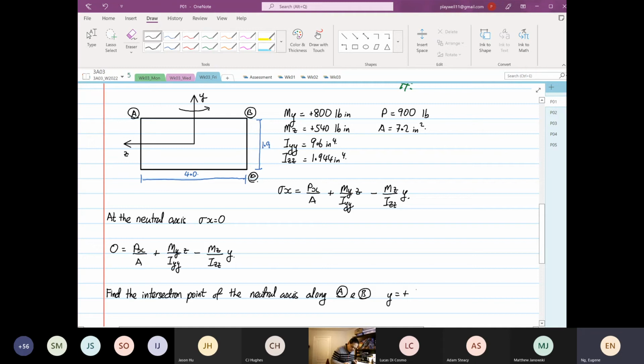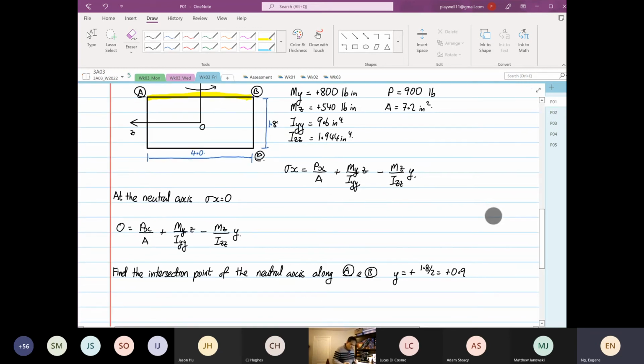is equal to positive 1.8 divided by 2, which is equal to positive 0.9. Why? Because at the center it's 0. If we look along the line AB, this distance is 1.8, not 1.9, I do apologize. Half of 1.8 is 0.9. So along AB, y is fixed at 0.9, and we're going to apply the above equation to find z.